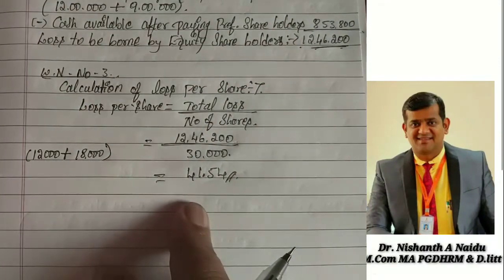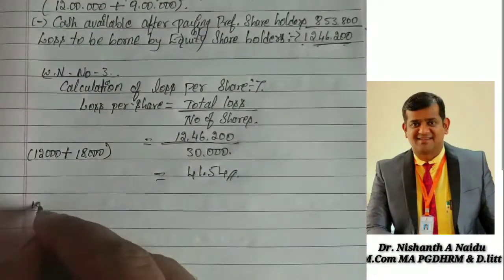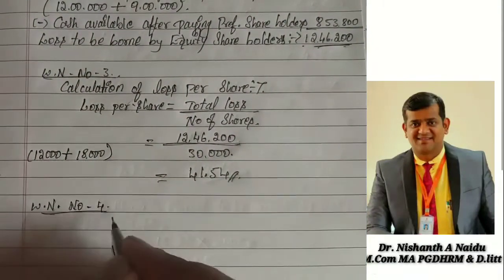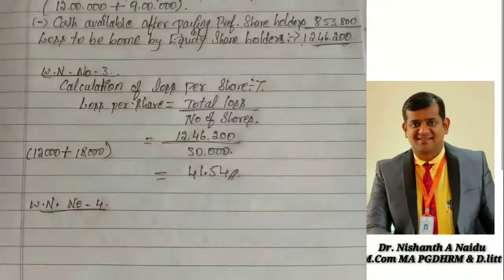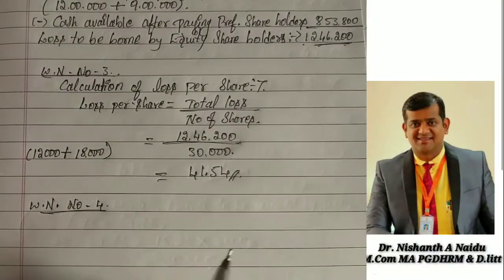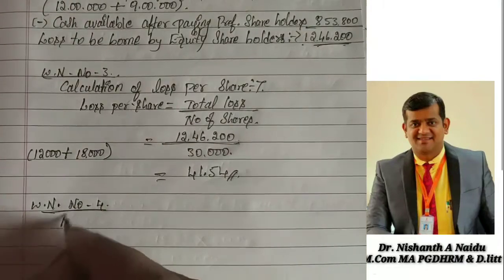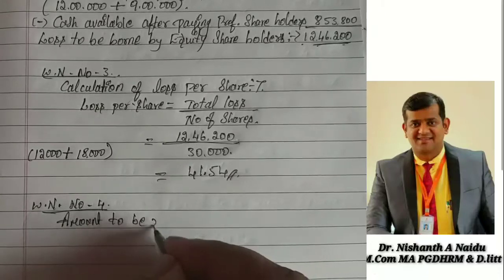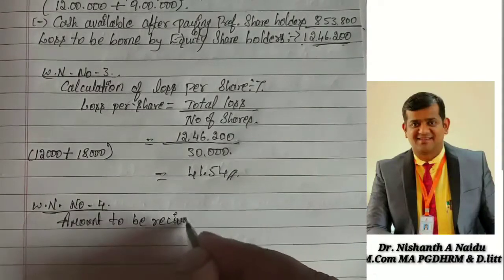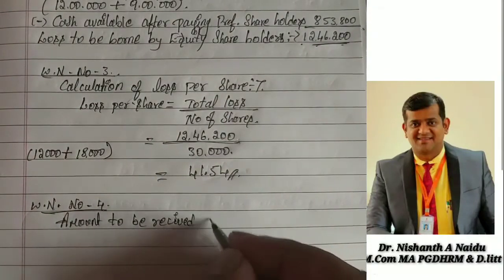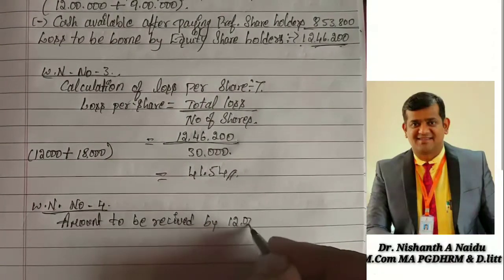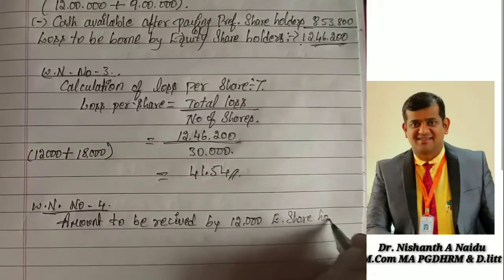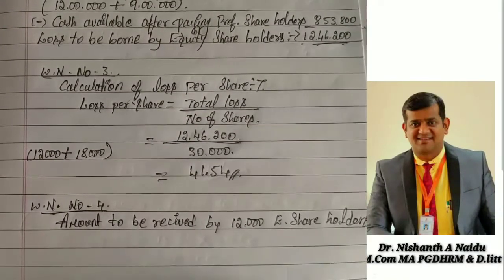So now I am writing working note number 4. In this we are going to calculate the amount to be received by 12,000 equity shareholders.